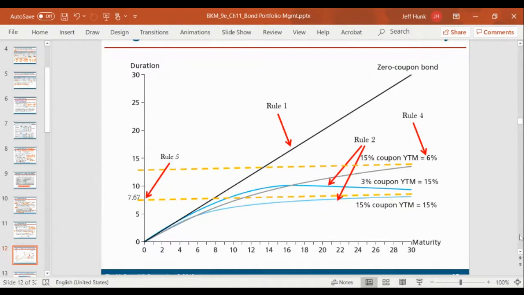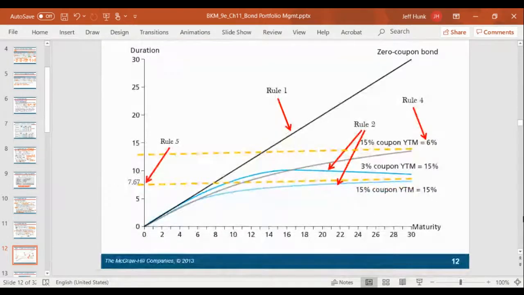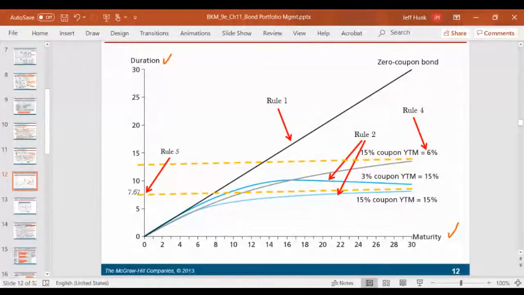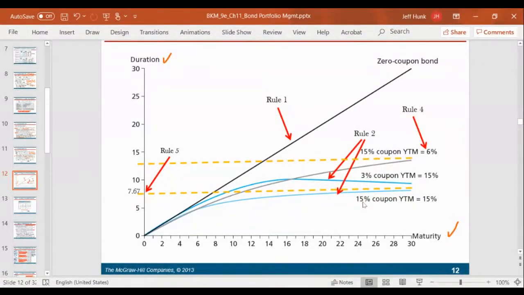But here, this graph summarizes and shows graphically the differences between rule number 1, 2, 3, and 4. Rule 3 cannot be shown here, but it will be shown later. First of all, rule number 1: zero coupon bond, same maturity. Duration and maturity are the same, 30 years. The vertical axis is duration. The horizontal axis is maturity, 30 years. Zero coupon bond.